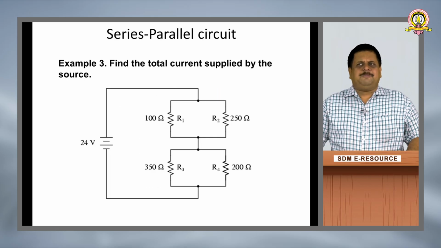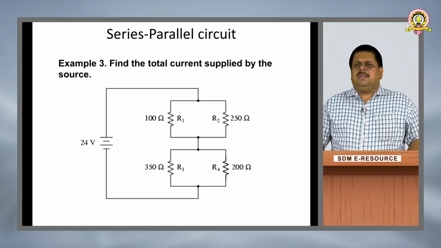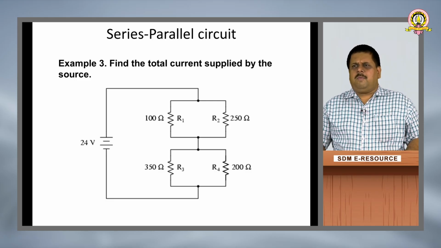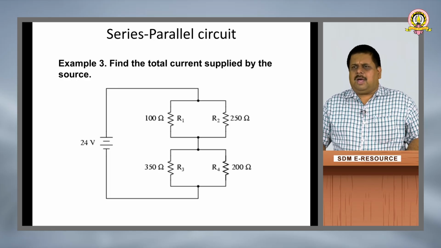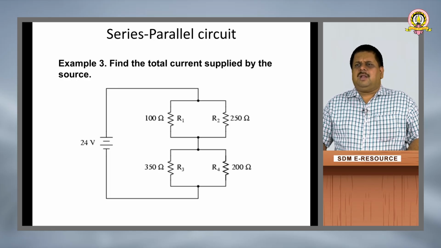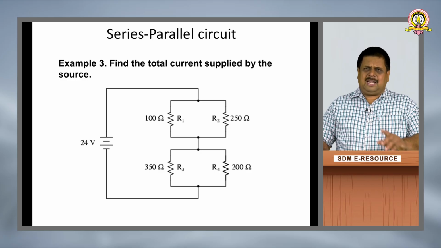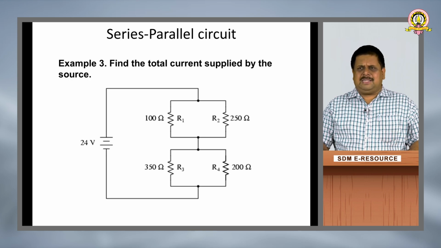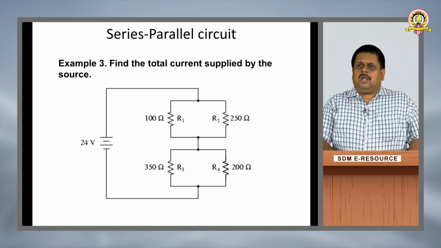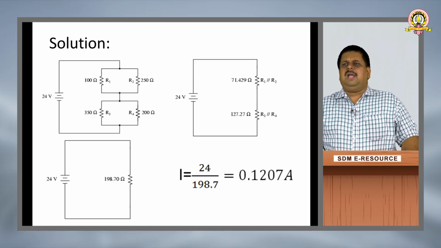Now, let us take up series parallel circuit. Here, let us directly take a problem. We can see there are two branches here, 100 ohm and 250 ohm first branch, 350 ohm and 200 ohm are the second branch. These two branches are parallel combinations, which are connected across 20 volt. How to solve this? First, individual parallel branches are reduced. Then you can see individual branches.